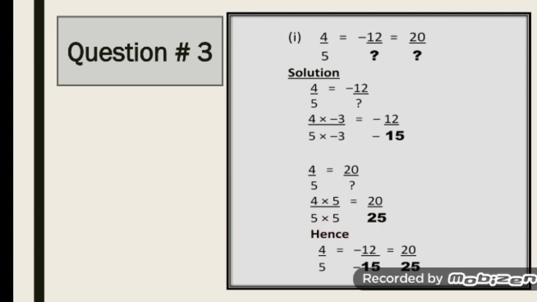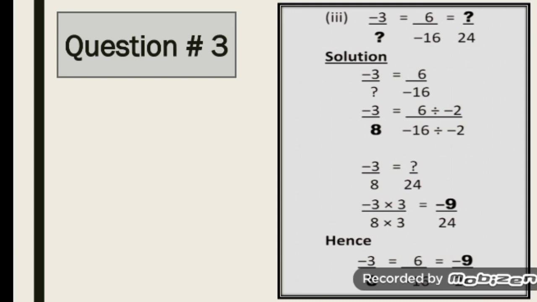In the end, the final answer is 4 by 5 is equal to minus 12 by minus 15 is equal to 20 by 25. Here minus 15 and 25 are the required missing denominators.